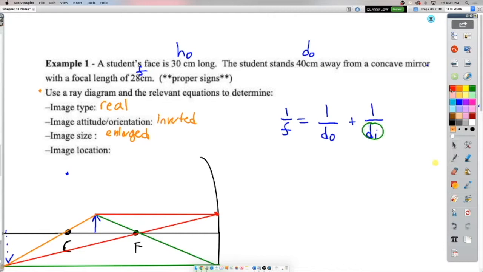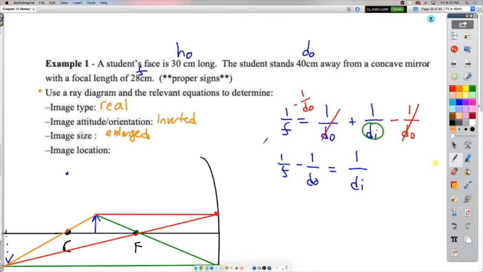So to get that by itself, ask ourselves what's happening to it. Why is it not alone? Well, 1 over DO is being added to it. So let's just subtract 1 over DO from both sides. And we have 1 over F minus 1 over DO equals 1 over the distance of the image. There we go. Now, we want the distance of the image. We don't want 1 over the distance of the image. So how do we flip that?